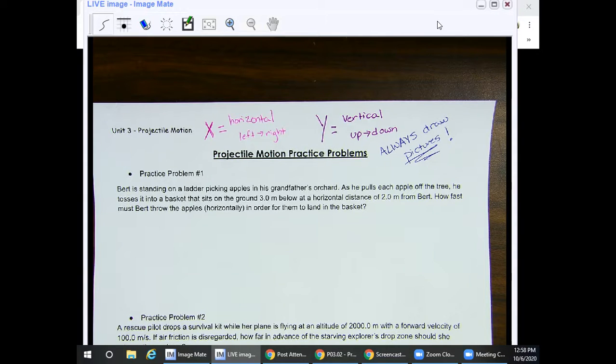All right, so for number 1, Bert is standing on a ladder picking apples in his grandfather's orchard. As he pulls each apple off the tree, he tosses it into a basket that sits on the ground 3 meters below at a horizontal distance of 2 meters from Bert. How fast must Bert throw the apples in order for them to land in the basket? So there's a lot of stuff going on in this problem, and I'm going to draw the pictures for you.